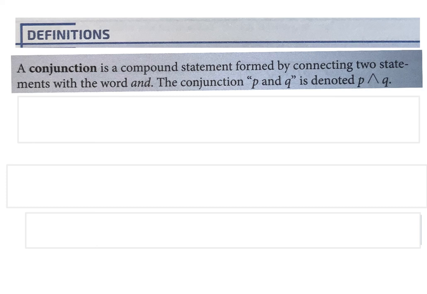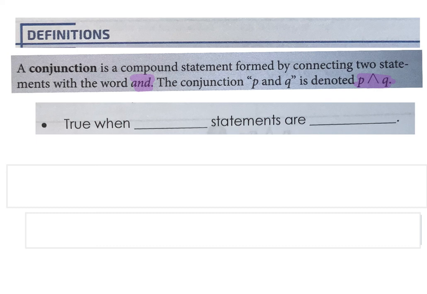So the first type of compound statement is a conjunction. The definition of conjunction: a conjunction is a compound statement formed by connecting two statements with the word and. The conjunction is read P and Q, and your notation is what looks like an upside down V. So your joining word is and, and your notation is that upside down looking V. These are true only when both of your statements are true. So your compound statement would be true only when both are true. Okay?